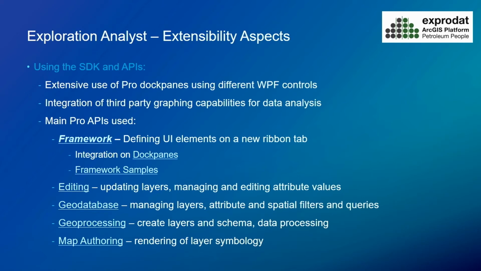Finally, for the different renderings of the layers, the map authoring API is definitely something that was used here. You definitely want to take a look at some of the documentation that's available online to be able to do similar things with rendering using all of the different symbology that's available in Pro.